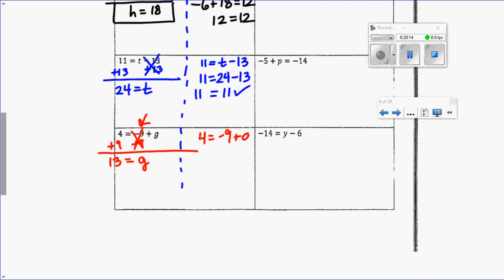Okay, negative 9 plus g. I think g is 13. Is negative 9 plus 13 equal to 4? Negative 9 plus 13, yes it is. And now I am confident in all my answers. Okay, we'll be doing the other side in class.